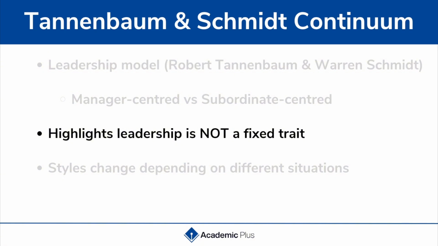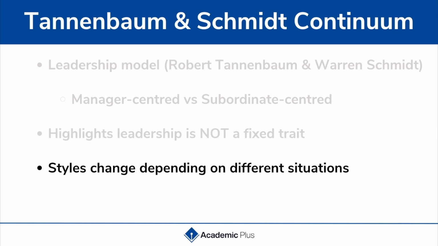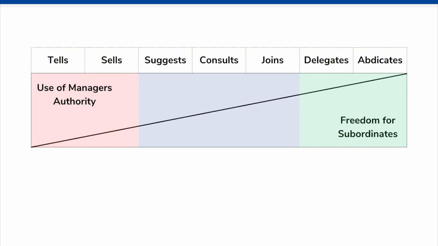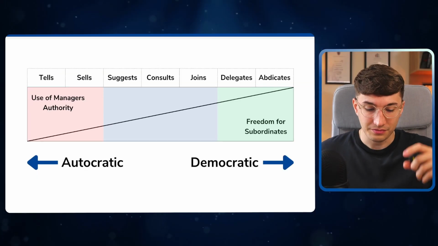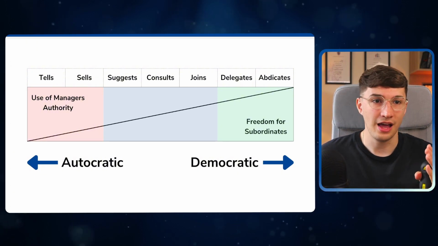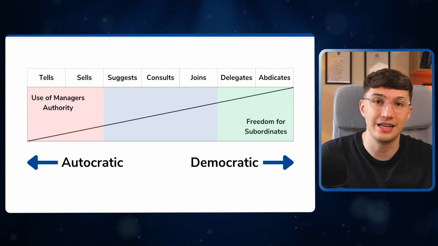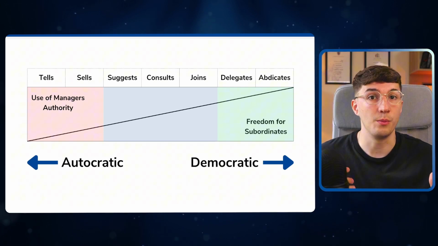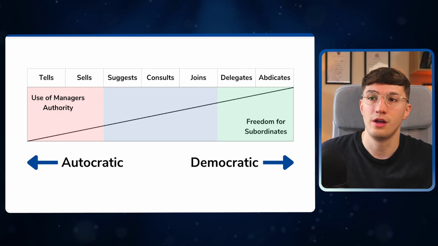And what's important, because it is a continuum, is that it highlights that leadership isn't actually a fixed trait. We don't just have one individual approach and that's it. We can obviously adapt our styles depending on the different situations. And this is what it looks like. We can see that on the tells and sells side is when managers will mainly use their authority, whereas on the delegates and abdicates side is when we have greater freedom for our subordinates. And in essence, it's this continuum which says how autocratic or how democratic a leader is. The further left you go, the more extreme the autocratic style is. The further right, the more democratic it is.